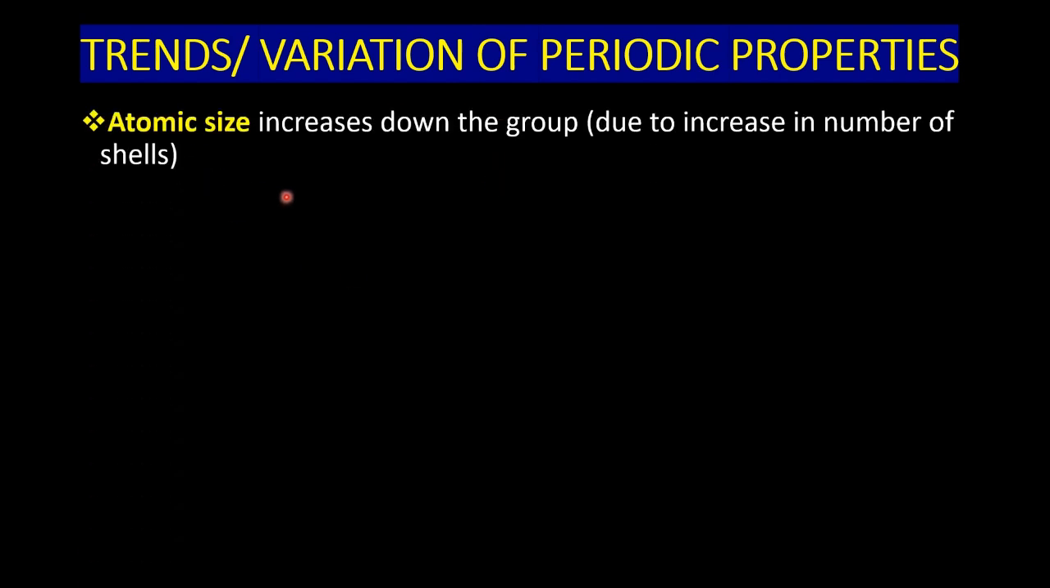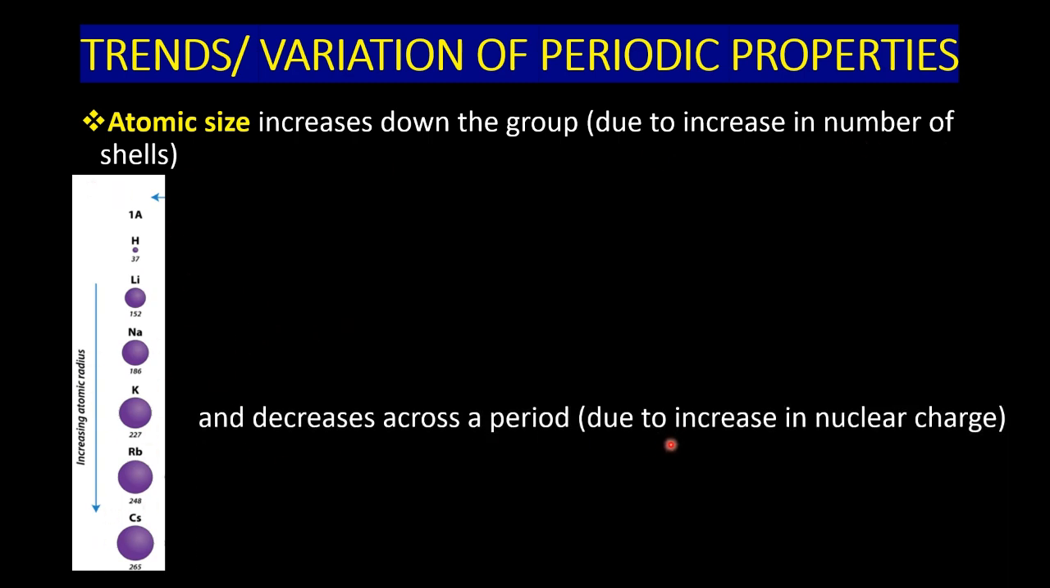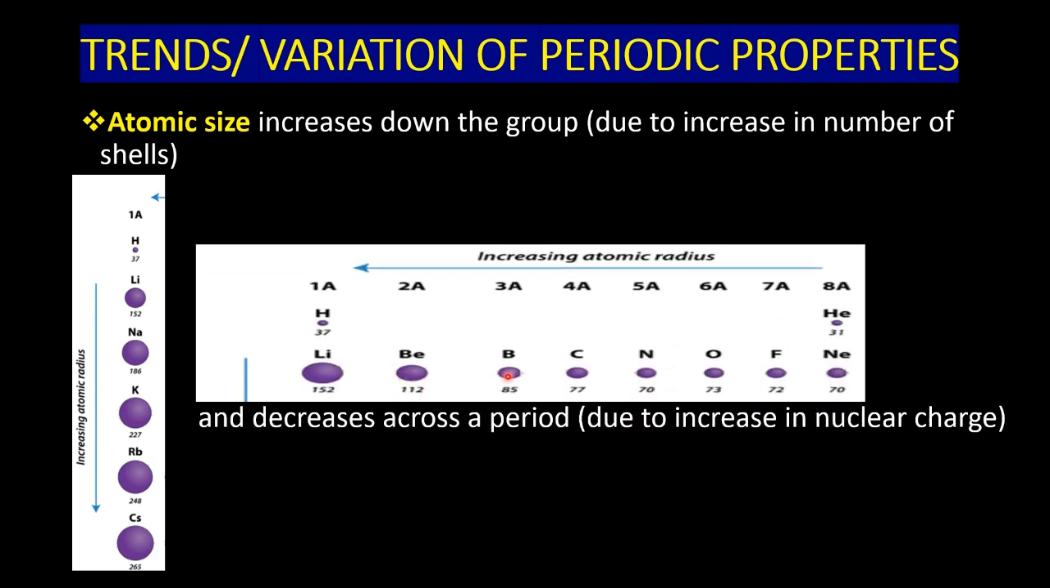Next, come to the trends. Very simple. When you take the atomic size, it increases down the group. Why? Because of the increase in the number of shells, more and more shells are added. And across a period, when you go, the atomic size will decrease due to increase in the nuclear charge. The reason also you should know, because sometimes give reason questions will also come.